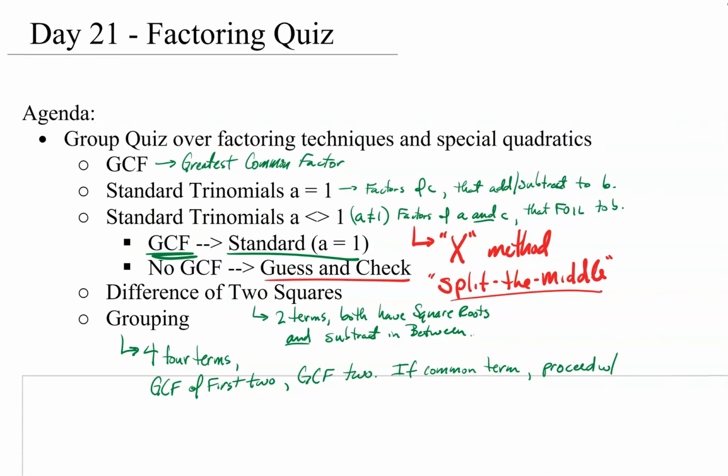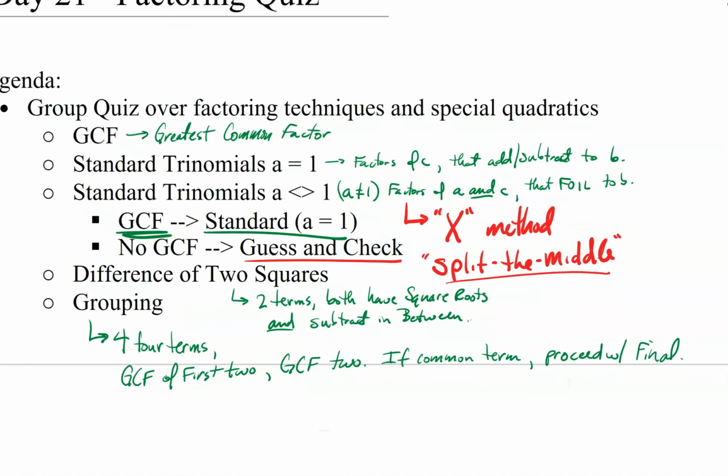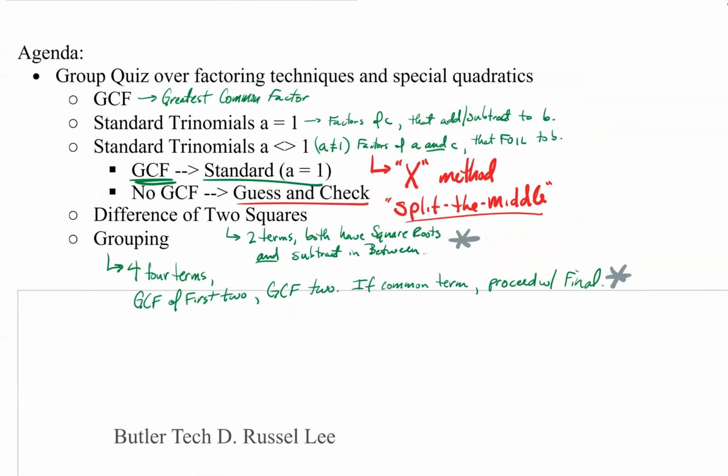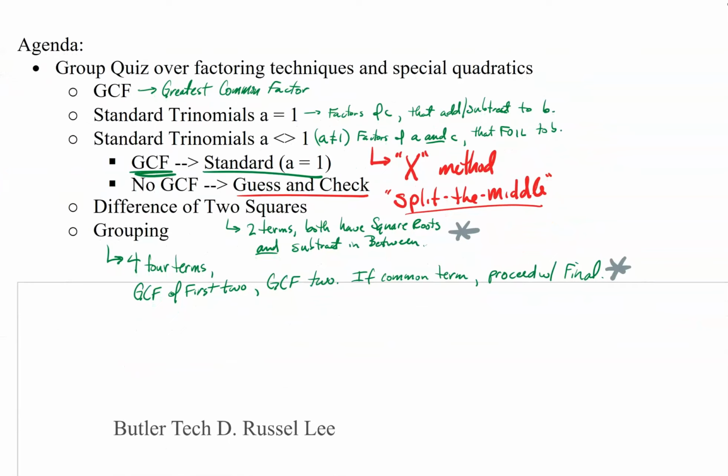If a common term doesn't exist, then we can't proceed with the final answer, and we'd have to abandon that and use another technique to try to factor. So in both of these cases, I didn't really explain the solutions here, but you'll see them as an example as we move forward in this quiz. So here we go.